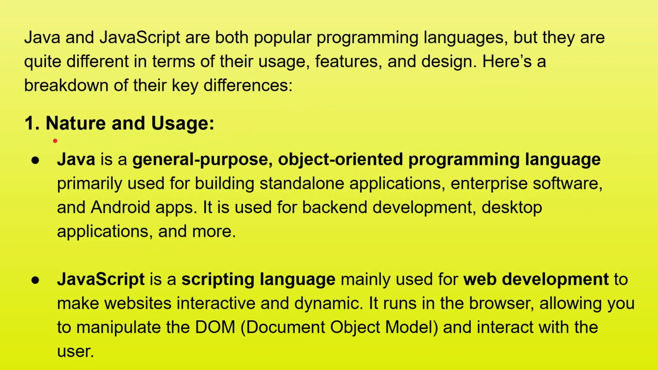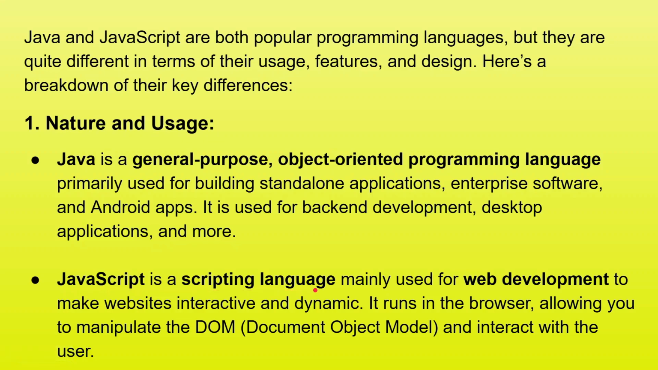First one is nature and usage. Java is a general purpose object oriented programming language primarily used for building standalone applications, enterprise software, and Android apps. It is used for backend development, desktop applications, and more.